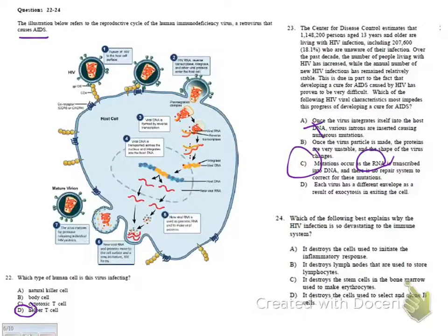Which of the following best explains why the HIV infection is so devastating to the immune system? Well, it's because it destroys the helper T cells, which would make the B cells and killer T cells not work right. So the best answer there is D. It destroys the cells used to select and clone B cells. So it's not inflammation, it's not lymph nodes, it's not stem cells, it's B cells and killer T cells.